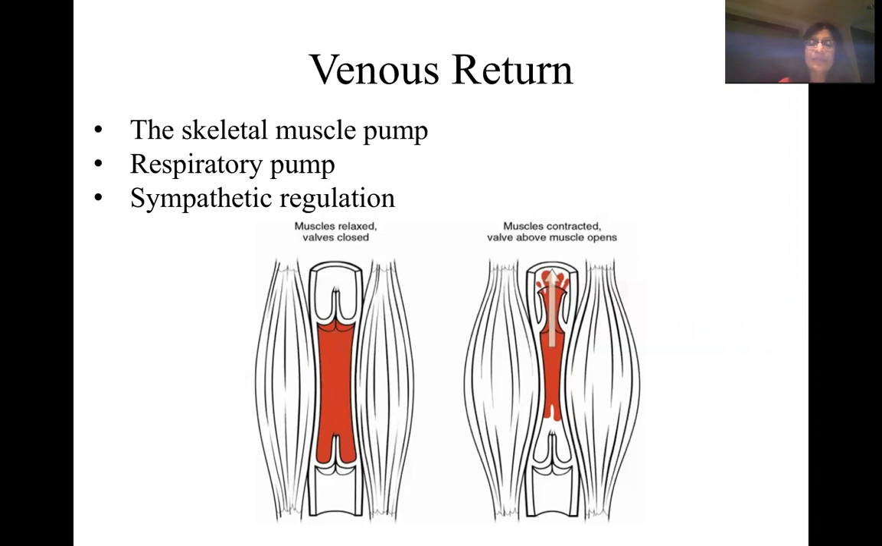All right, so this is where we have understood blood flow in the artery, in the capillary, and in the veins.